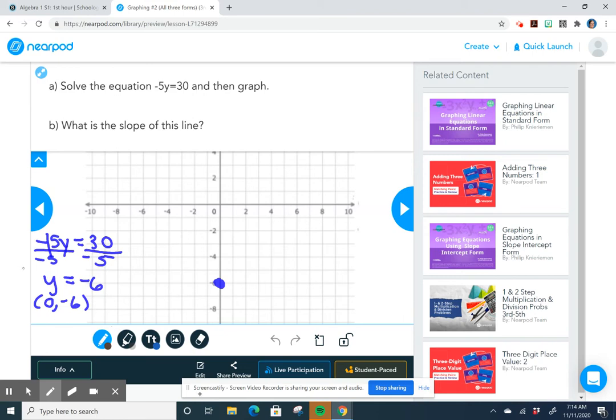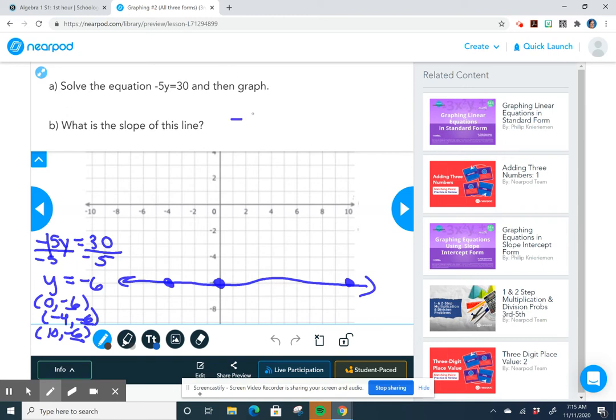So come up with a few other points that have a y of negative 6. I just came up with negative 4, negative 6, and then we can do 10, negative 6. It doesn't matter, as long as the negative 6 is in the y. So then negative 4, negative 6, and then 10, negative 6 is all the way over there. This forms a horizontal line.